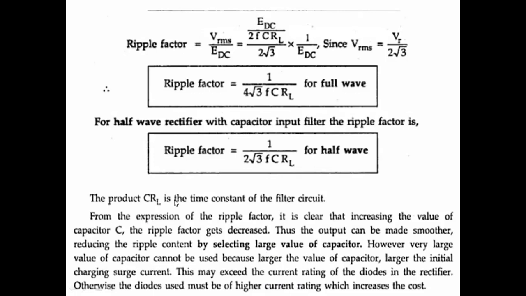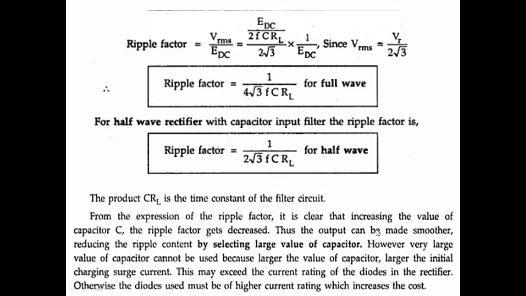The product CRL is the time constant of the filter circuit. Generally RC is the time constant; here the capacitor and RL give the time constant. From the expression of the ripple factor, it is clear that if you increase the value of the capacitor C, the ripple factor decreases.